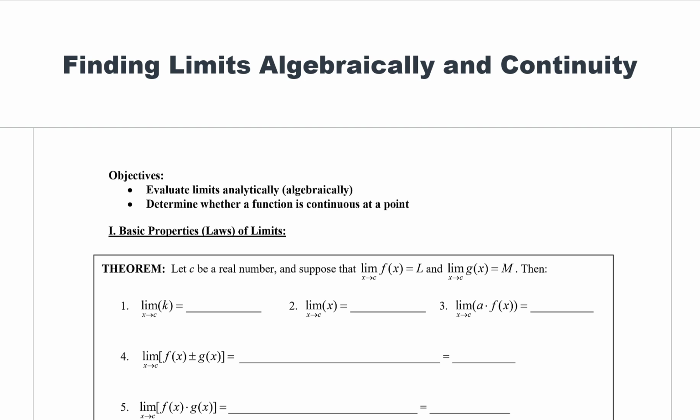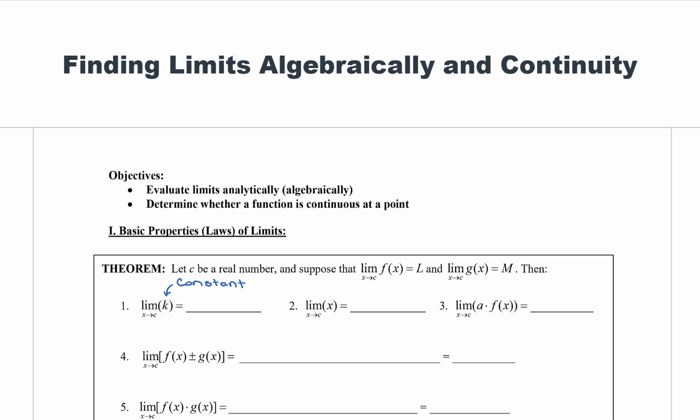Theorem. Let c be a real number and suppose that the limit as x approaches c of f of x equals L and the limit as x approaches c of g of x equals m. Then, first property, the limit as x approaches c of k, where k represents a constant, is going to be equal to k. I'm going to draw an arrow pointing at k from above, and write the word constant right next to the arrow, so that you remember that k does represent a constant.